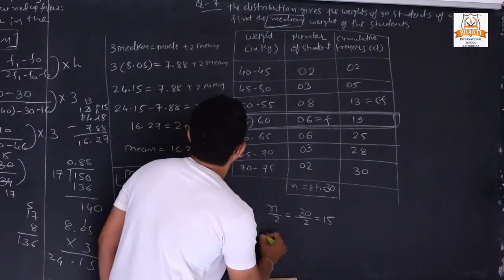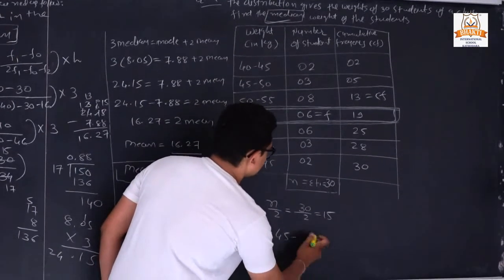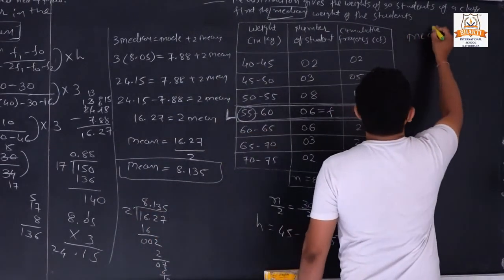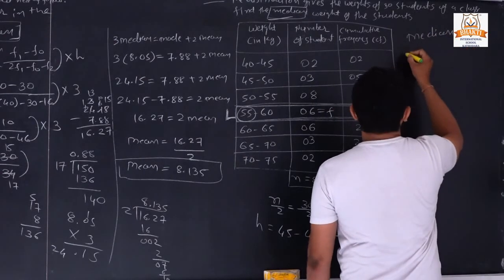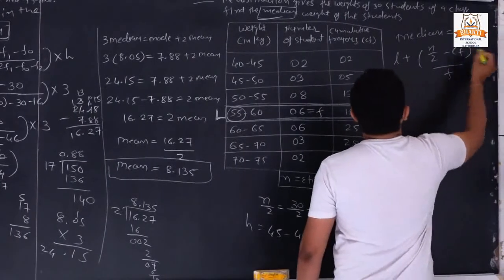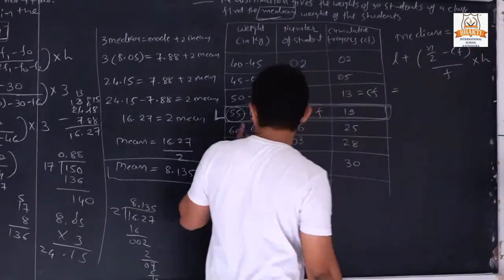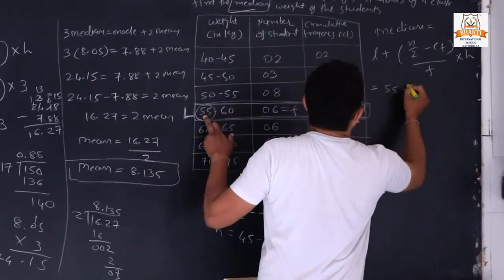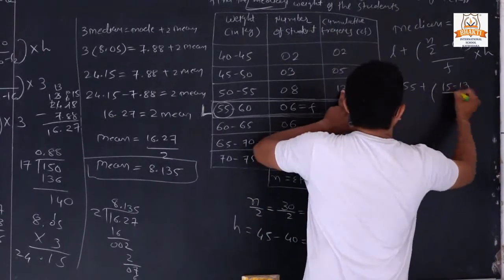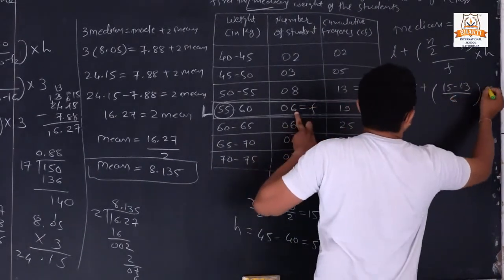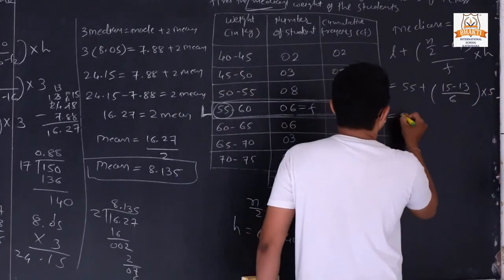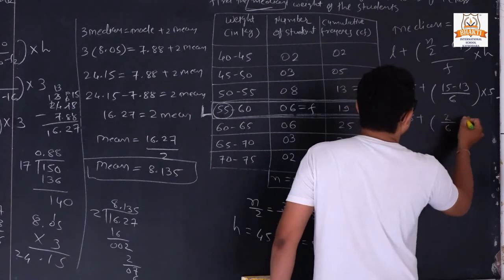And how can we find the height? Upper limit minus lower limit, so the answer it is 5. Now what is the formula for median? Median is equal to L plus n by 2 minus Cf upon F into h. So what is the value of L? It is 55. N by 2, it is 15. Cf 13. F 6 into height. Height it is 5. So 55 plus 2 upon 6 into 5.